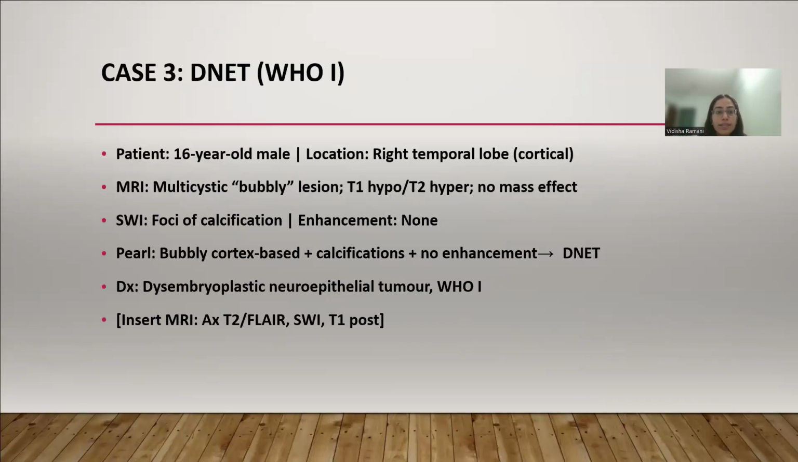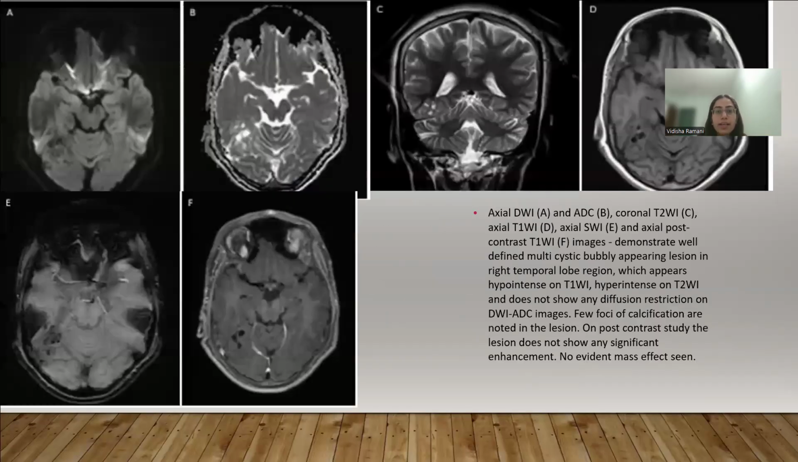Now next is a case of DNET, dysembryoplastic neuroepithelial tumor, in a 16-year-old male child, which is classified under WHO grade 1. Location is right temporal lobe. MRI shows a multicystic bubbly lesion, which is T1 hypointense, T2 hyperintense. Susceptibility images show foci of calcification in it. The lesion shows no mass effect and no enhancement. So a bubbly cortex-based lesion with calcification and no enhancement is suggestive of DNET. These images show T1 hypointensity, T2 hyperintensity, and susceptibility images show foci of calcification in it.